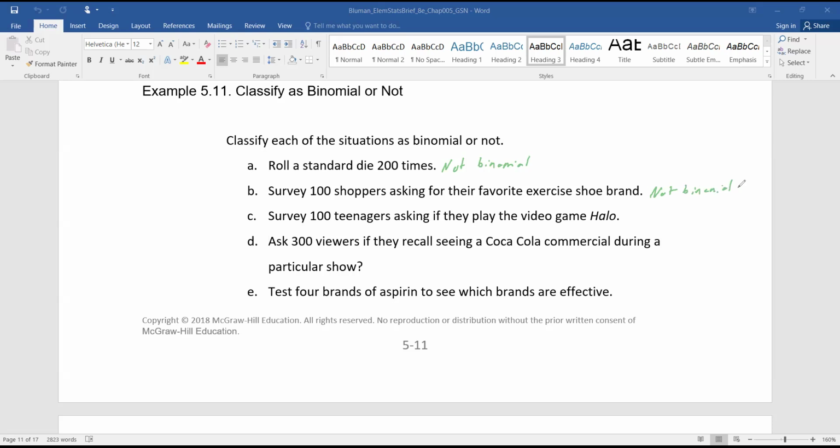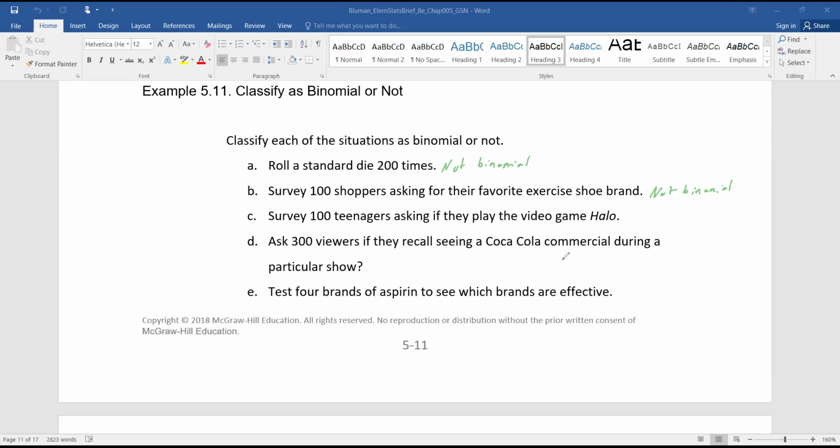The survey would have to change it by saying, a survey of 100 shoppers asking if their favorite exercise shoe brand is Nike or not Nike. That would be the outcome. All right, so again, these broad ones can be limited down to 2 options, but the researcher here has to say that.